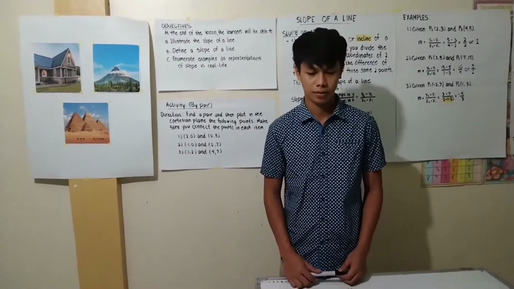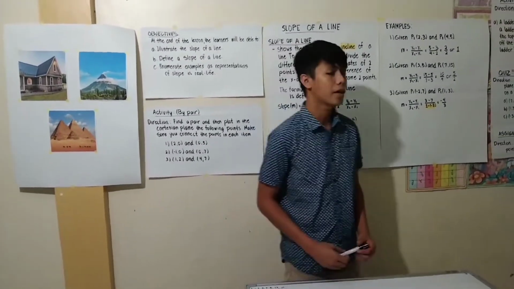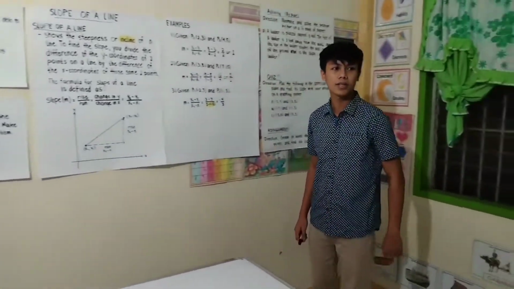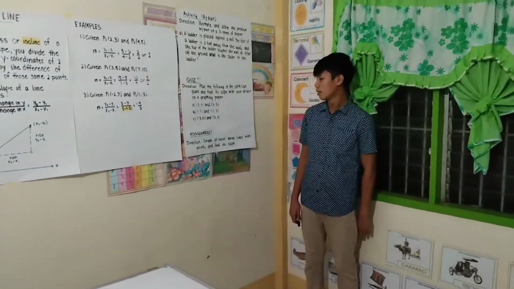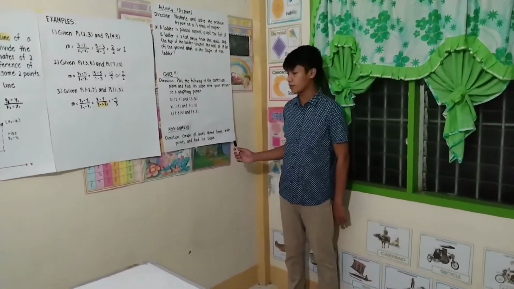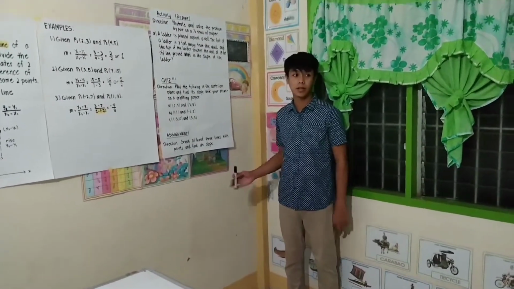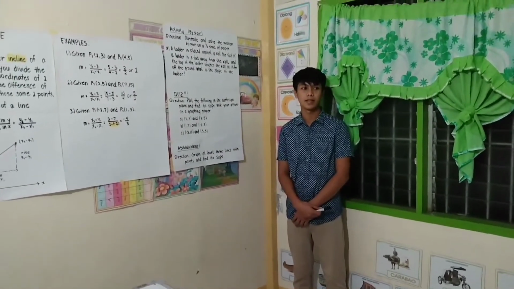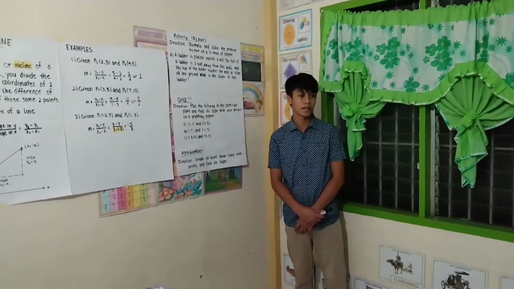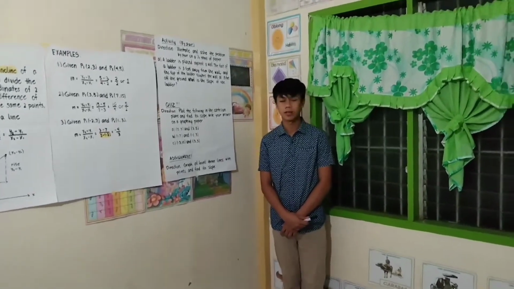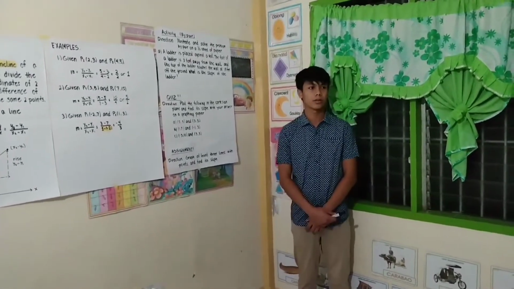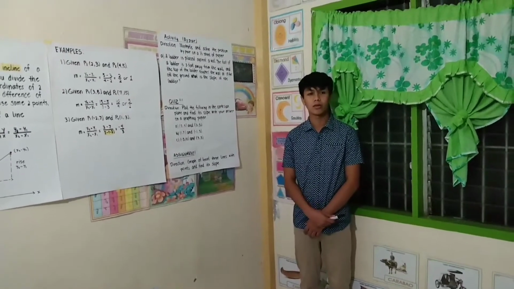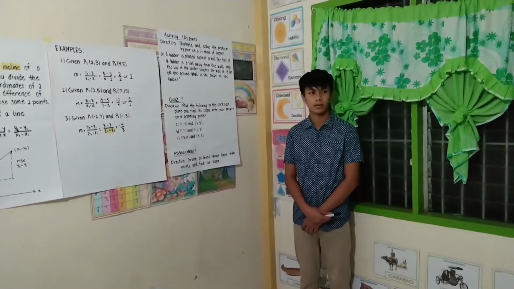Okay? Okay, very good. Now, class, for your assignment tomorrow, graph at least 3 lines with points and find its slope. 3 lines, give its graph and find its slope. Okay? Take note of this or take a photo so that you could have your copy.